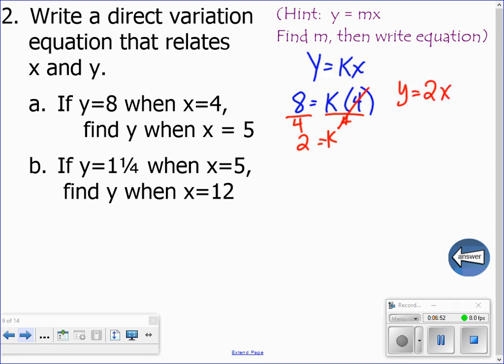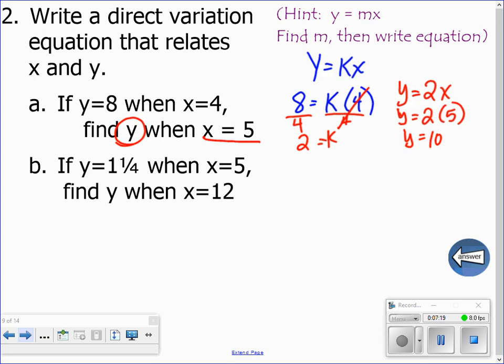We want the y equals 2x equation because then we can use that equation to find any value. So for this particular problem, it wants us to figure out y when x is 5. So in my direct variation equation of y equals 2x, we're looking for y when x is 5. So instead of x, we put 5. And the y value would be 10. Okay, let's try it again.